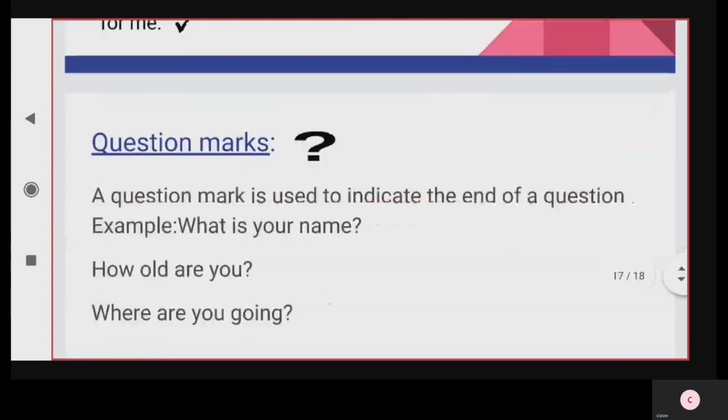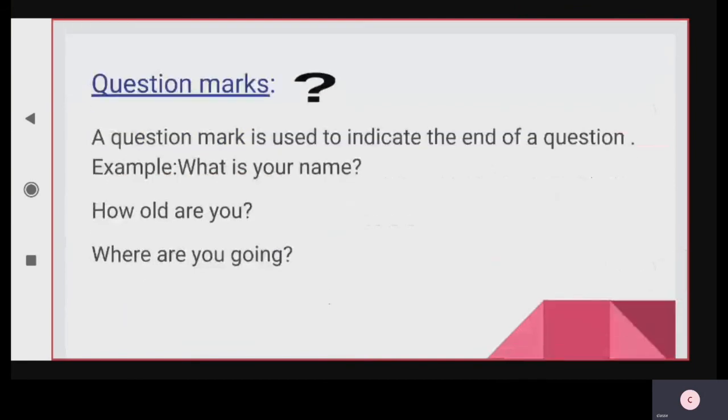Next, question mark. Children, a question mark is used to indicate the end of a question. For example: what is your name? How old are you? Where are you going? A question mark is used at the end of a question.